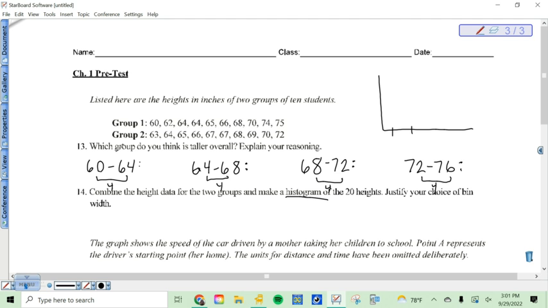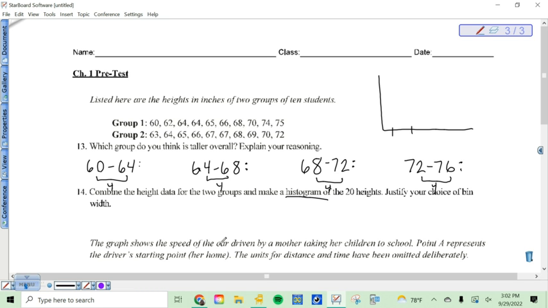Good. So, okay, now we've got 4 bins. That's a good place to be. Can we figure out how many go in each bin? Okay, how many go in that first bin? 60 to 64. Both groups.